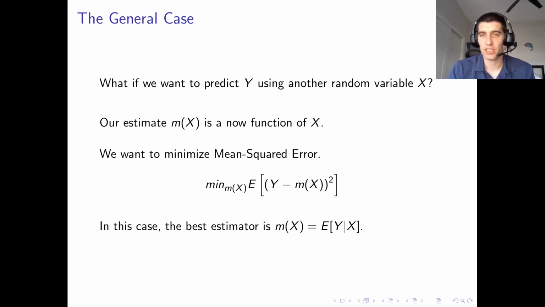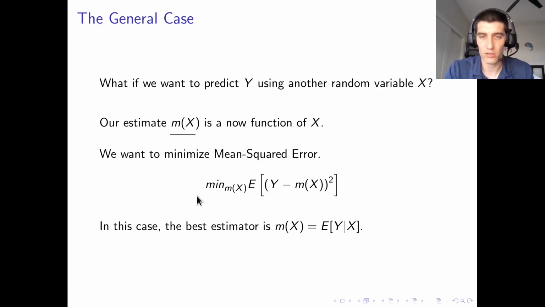So what happens when we want to predict y from another random variable? Instead of predicting y with a constant, we want to predict y with another random variable. Our estimate m of x is now a function of x. We just had m, which was a constant. Now m depends on x. So, say you tell me the humidity, X, and I'm going to predict Y, the temperature. My prediction is allowed to be a function of my input, which is humidity.